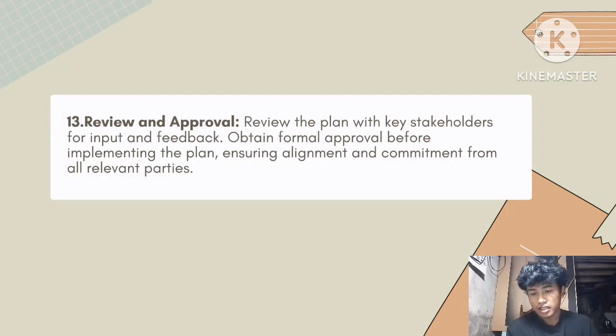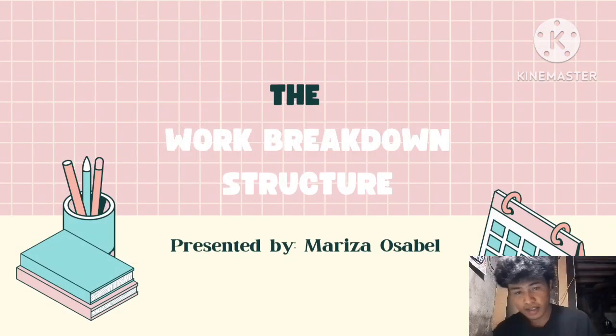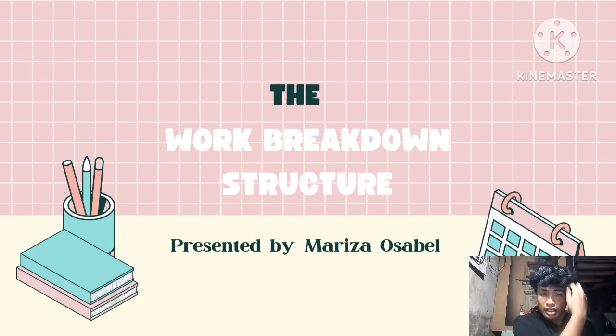And lastly, review and approval. Review the plan with stakeholders for input and feedback. Obtain formal approval before implementing the plan, ensuring alignment and commitment from all relevant parties. And that's all. And the second is work breakdown structure.